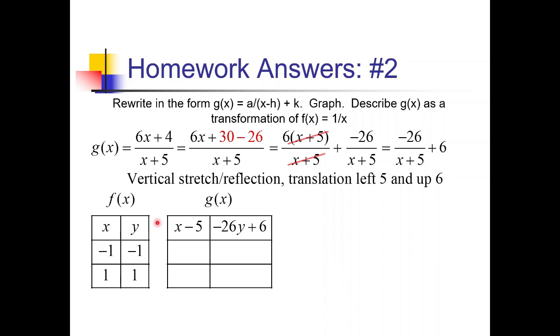So -1 minus 5 is -6. 1 minus 5 is -4. And then applying the y rules here, -26 times -1 is +26. Plus 6 gives us 32. -26 times 1 is -26. Plus 6 is -20. And my new vertical and horizontal asymptotes: for the vertical, since I shifted left 5, I now have x equals -5. And for the horizontal, since I went up 6, now I have y equals +6.